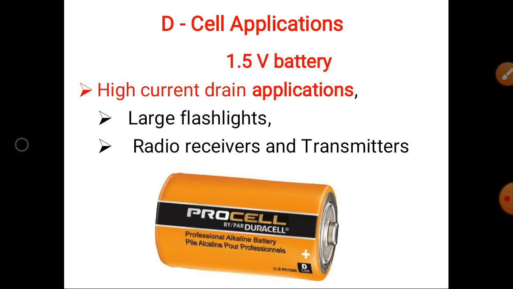And the next one is the D cell. Here, see this one, the diameter of the D cell is somewhat greater than the AA and AAA cell. The nominal voltage of this D cell battery is 1.5 volt, and it is used in places where the load consumes more current, that is, high current drain applications. Examples of places where we use the D cell are large flashlights, radio receivers, and transmitters. So these are all the applications of the D cell.